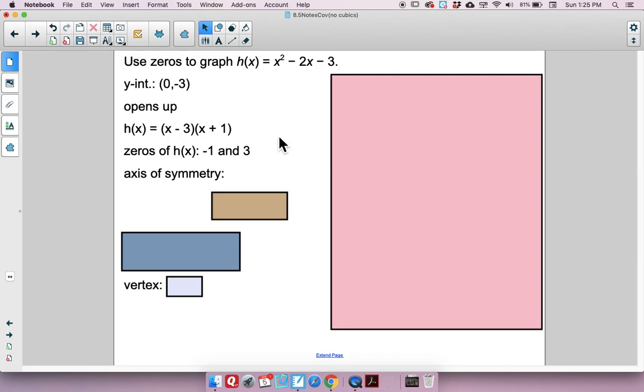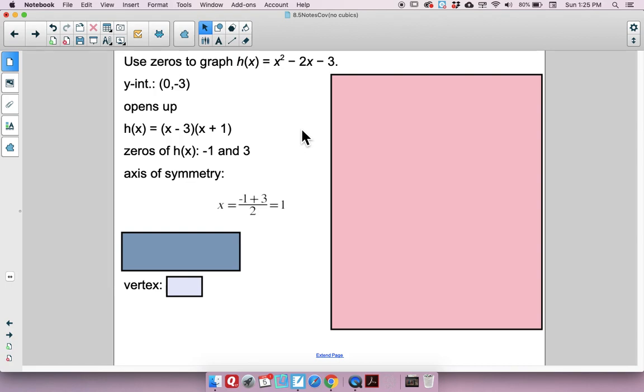So let's get the axis of symmetry. How would we do that? Oh yeah, we take the average of the two x-intercepts. So -1 and 3 are zeros, which is the same thing as x-intercepts. Take the average of that, and we get 1. So that tells us what our axis of symmetry is. So hopefully you filled that in as well.